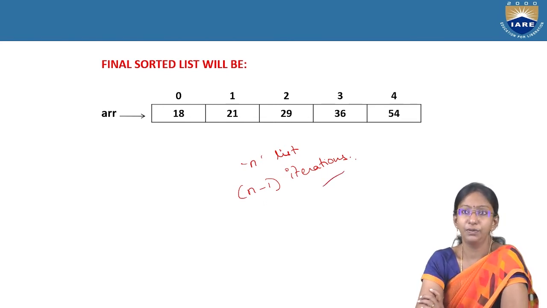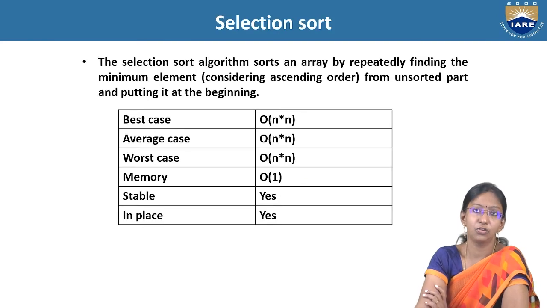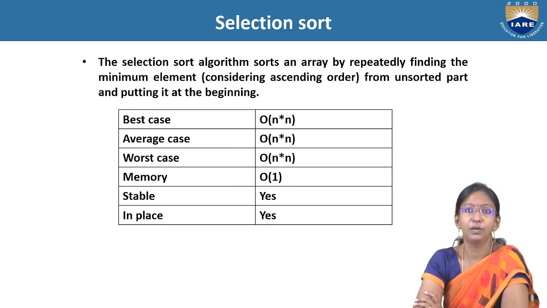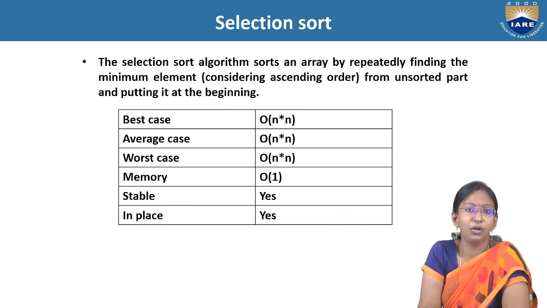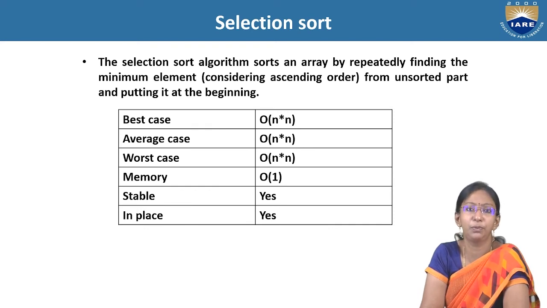Okay, so let's go for the next sorting technique, selection sort. It's a very useful one. Bubble sort, even though its complexity is very high, if you have a handful of elements, bubble sort will be the best one and a more simple one.